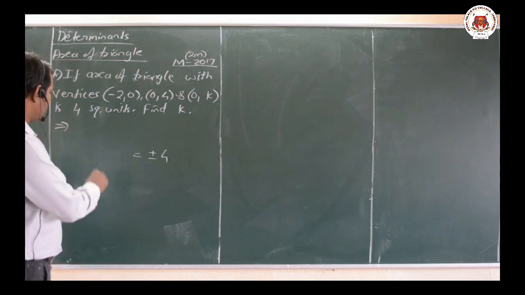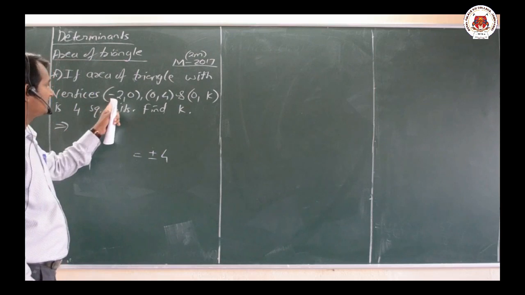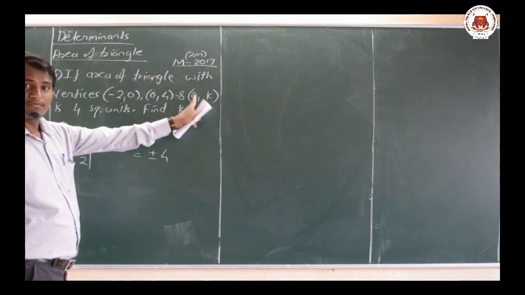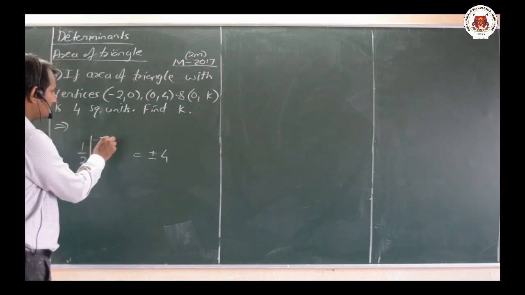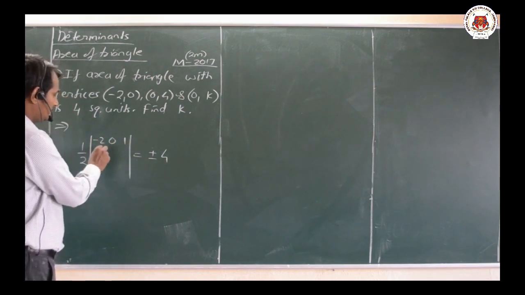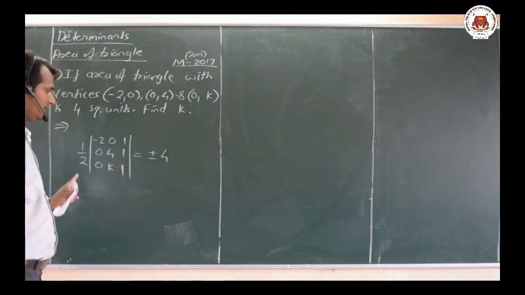According to the formula, it is 1 by 2 into the determinant of the coordinates x1, y1, x2, y2, x3, y3. Here we get minus 2, 0, 1; next 0, 4, 1; and then 0, k, 1; 1 by 2 into it as it is.